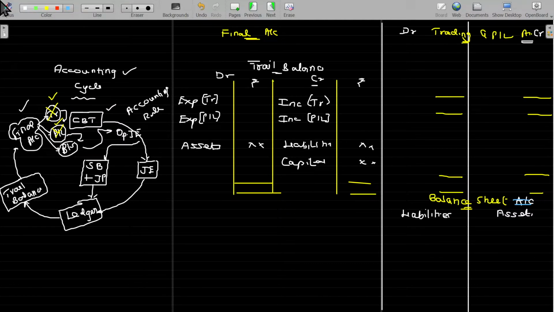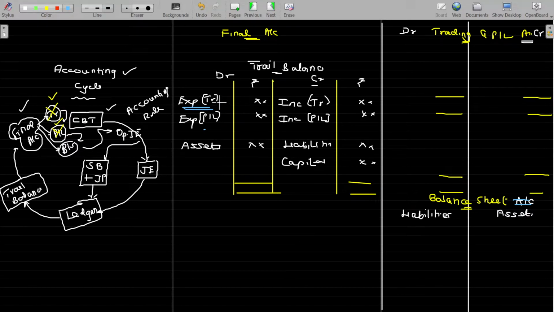Now, why I tell you is very important. Expenses are transferable from one account to another account, from the expenses account to the trading account, or from the expenses account to the P&L account. If you are transferring from one account to another account, we can transfer through a journal entry. The journal entry is named the transfer entry.